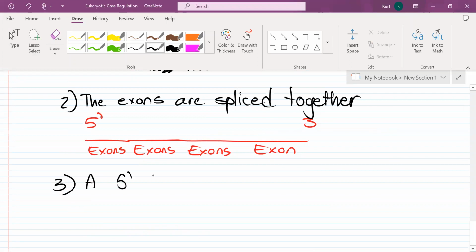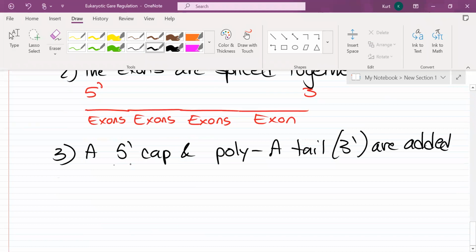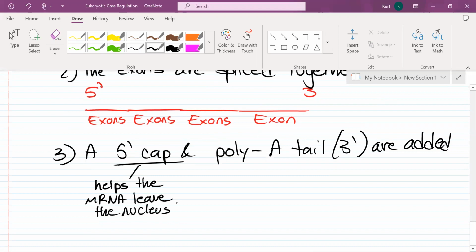A 5' cap and poly A tail, which is on the 3' end, are added. The 5' cap helps the RNA leave the nucleus. The poly A tail, which you can call a polyadenine, the A stands for adenine, helps the RNA survive in the cytoplasm.